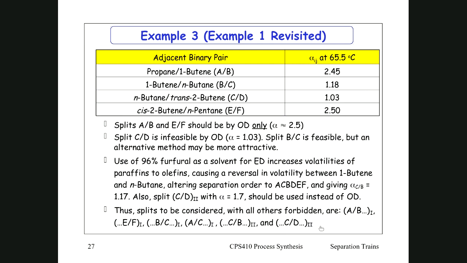So I'm going over this fairly quickly because it's not particularly important. It's really common sense. If you're using the furfural to do a certain specific job, like removing the olefins from the plain, what are they called?